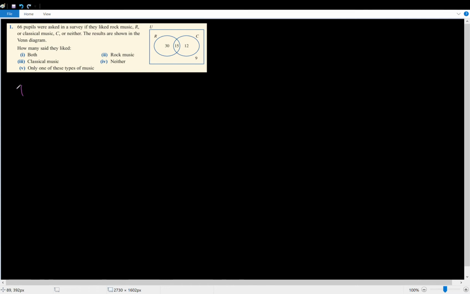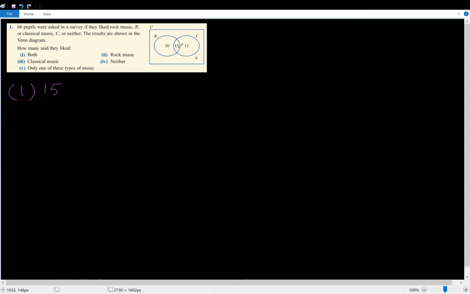For question 1, how many said they like both? So this Venn diagram we've got to look at here. These numbers inside each of these sections don't represent a single element this time. What they actually represent is the number of people in that section. So for example, this 15 here in the middle represents 15 people that are in the set that like rock music and are also in the set that like classical. So these 15 people like both.